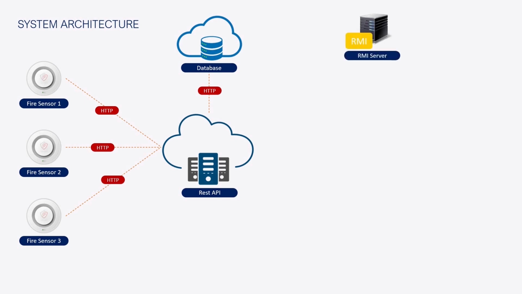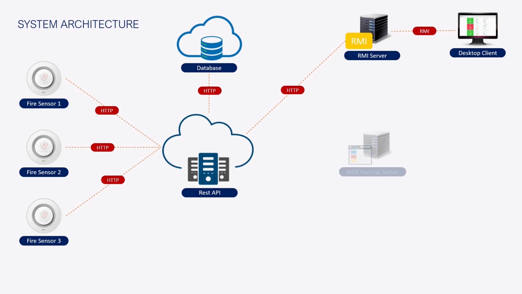Another main implementation of the system is the RMI server. It provides the service to the desktop client application which I mentioned in the introduction. Here is another server. It is the server that hosted our web client application. There can be multiple devices connected to the web hosting server through the internet.